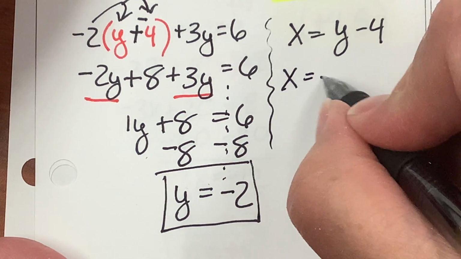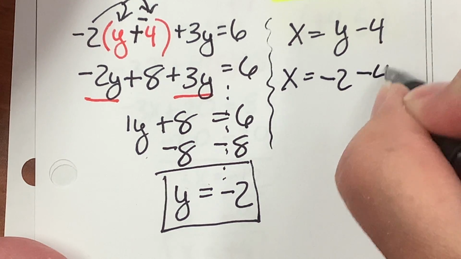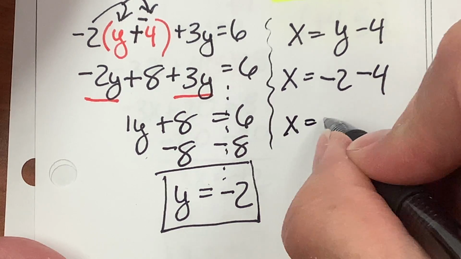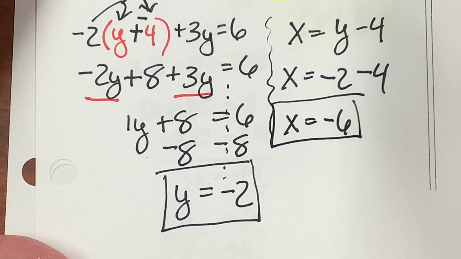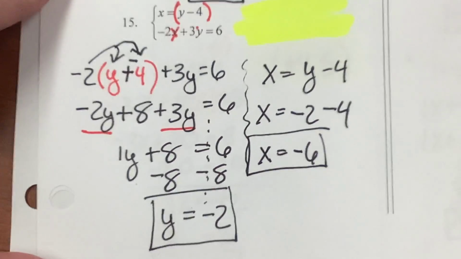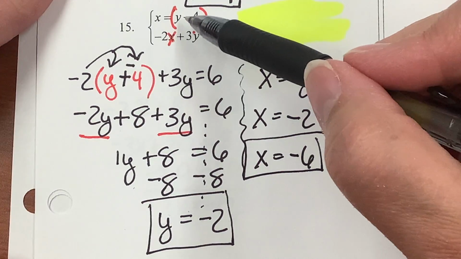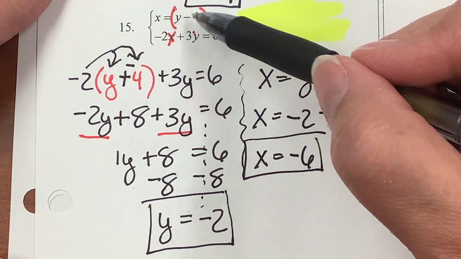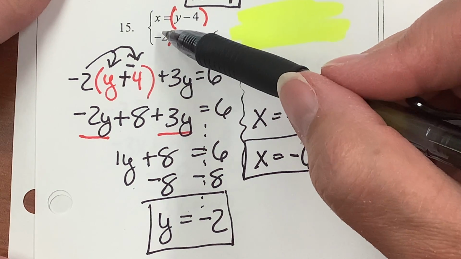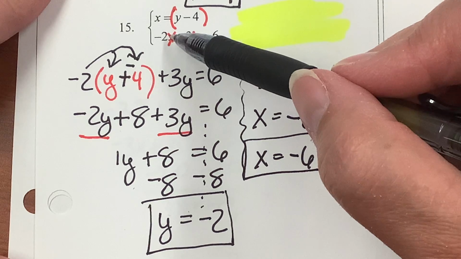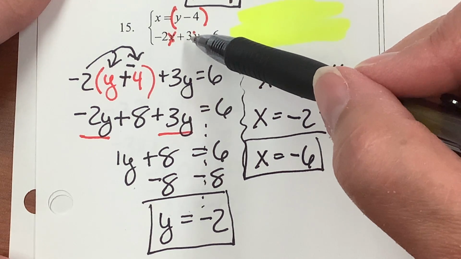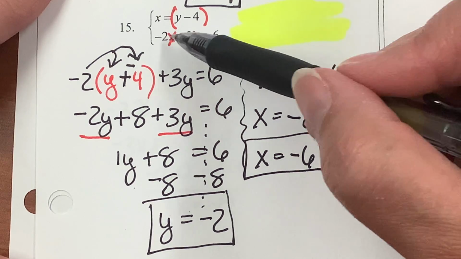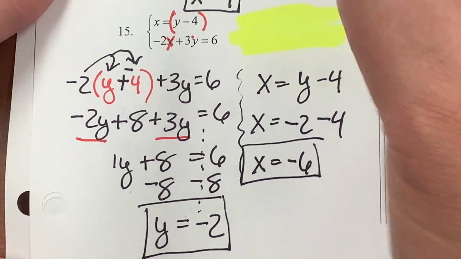X equals negative 2 minus 4. X equals negative 6. Let's double check that. See, negative 2 minus 4 is negative 6. True. Negative 2 times negative 6 is 12, plus negative 3, 3 times negative 2 is negative 6, 12 minus 6. Yep, that one checked too.